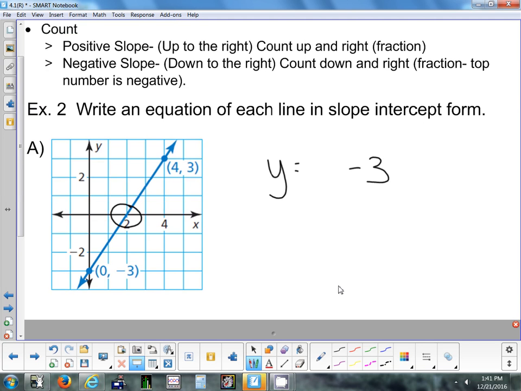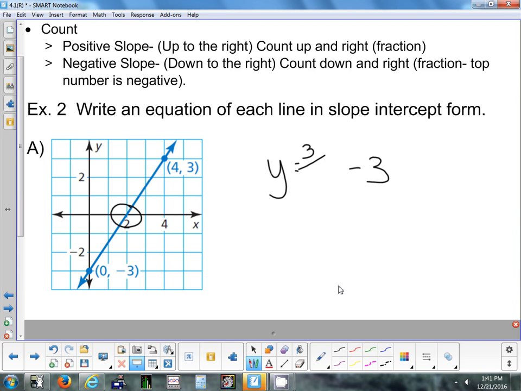This wouldn't be good because it's not directly on an intersection. Up here, it's not directly on that spot. I want to use a good spot where it crosses perfectly. So I'm going to count up. Let's see how many I go up. 1, 2, 3. I go up 3. That's going to be my top number. Remember, it's a fraction. I'm going to go up 3. Then am I going to go right or am I going to go left?